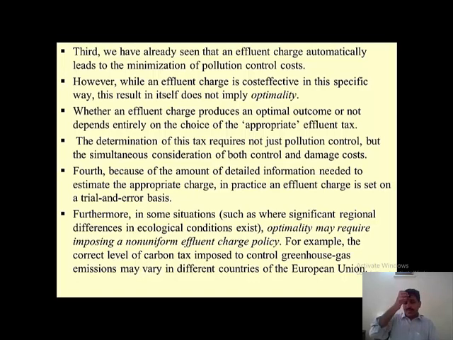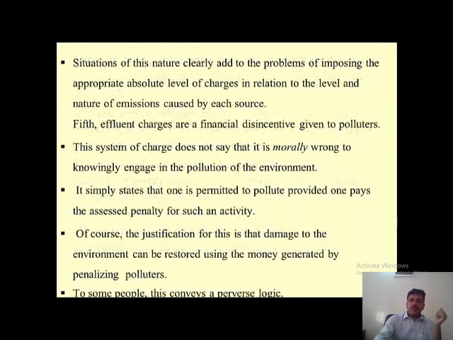And fourth, because of the amount of detailed information needed to estimate the appropriate charge in practice, an effluent charge is set by trial and error, because it is very difficult to collect exact information about the firms, about the pollution control costs, and about the damage costs. So that is the reason that the effluent charge is levied on a trial and error basis. Furthermore, in some situations, such as where significant regional differences in ecological conditions exist, optimality may require imposing a non-uniform effluent charge policy. For example, the correct level of carbon tax imposed to control greenhouse gas emissions may vary in different countries of the European Union. Situations of this nature clearly add to the problem of imposing an appropriate absolute level of charges in relation to the level and nature of emission caused by each source.